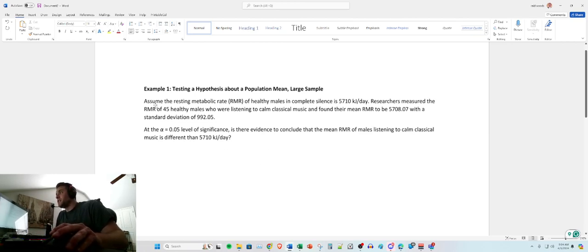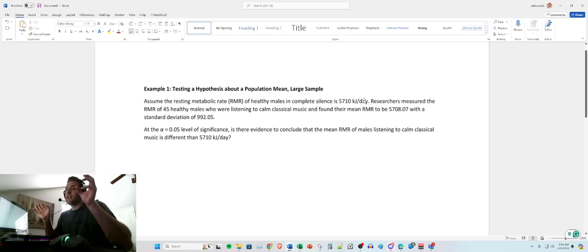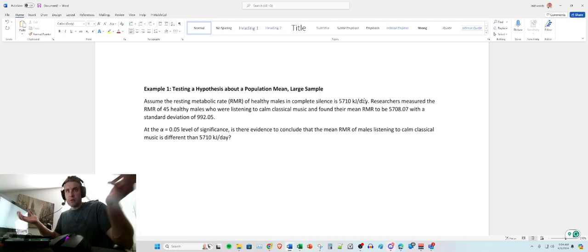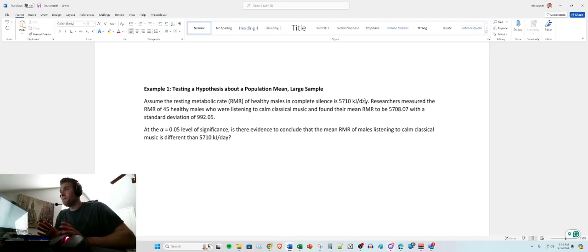It says, assume the resting metabolic heart rate of healthy males in complete silence is 5,710. I don't really know what this unit of measurement is, but here we have something that's known to be true. Like we talked about on the 2nd of April, the idea of what is known to be true, right? This is already forming up to be like a null hypothesis, okay?